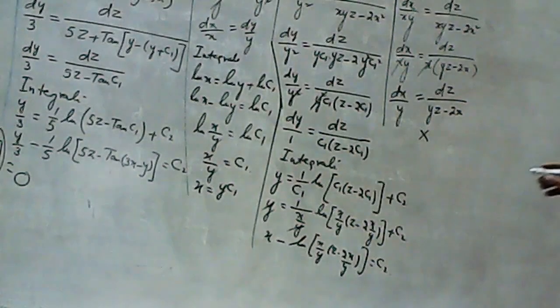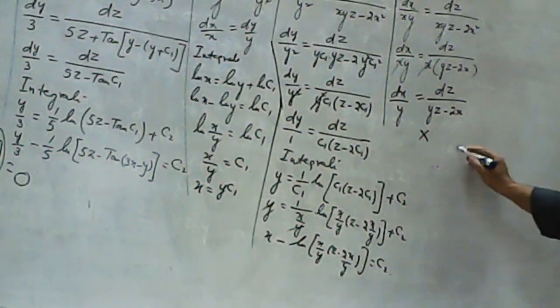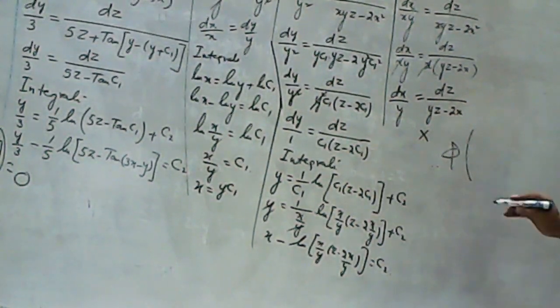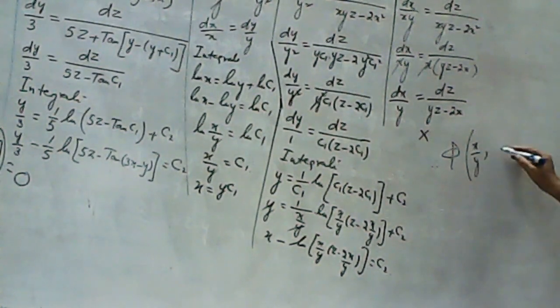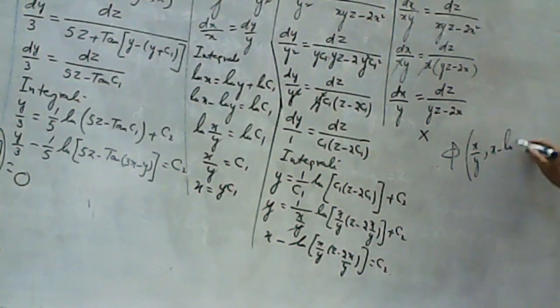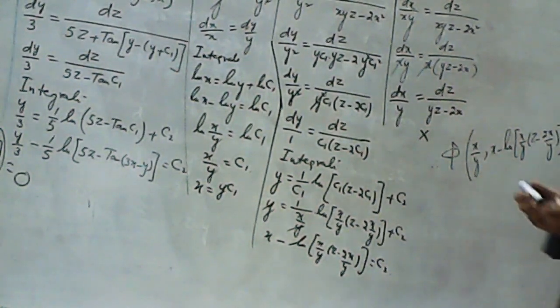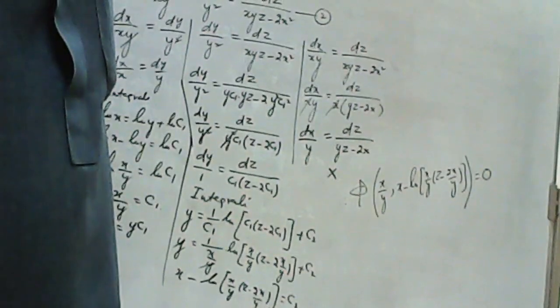And hence we can write the final answer as, therefore phi of x upon y and x minus log of x upon y z minus 2x upon y equal to 0. This will be the final answer of this example.